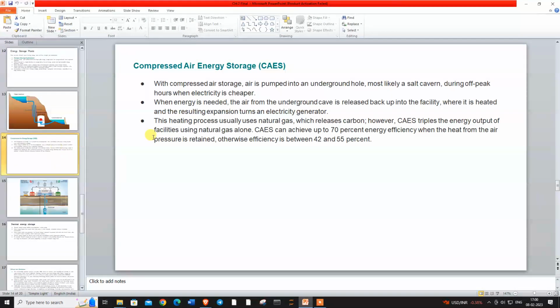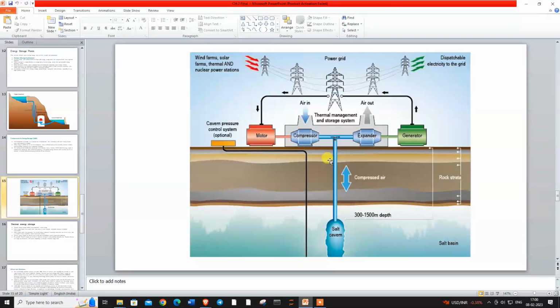Next we are going to have a look at compressed air energy storage. This is the second part. We will see it with the diagram here. With compressed air storage, the air is pumped into an underground hole. We can see here, this hole is under the earth's crust. You can see there are different layers of rock, and there is a layer of salt basin in the earth's crust before the center of the earth. At this location we are going to store the compressed air. Mostly it is called a salt cavern.